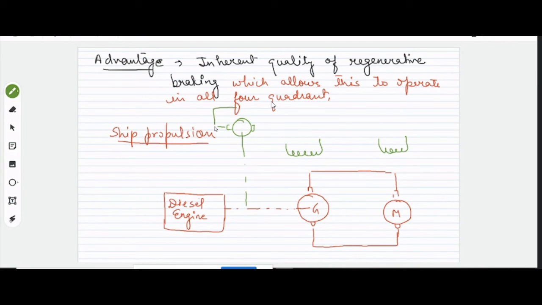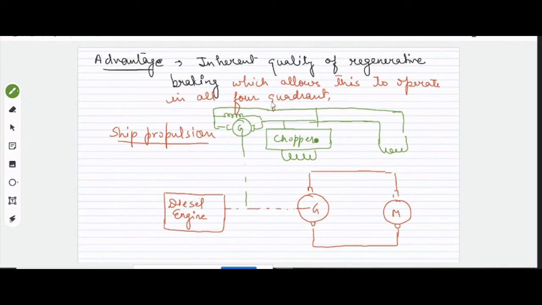A generator is used to feed the field winding. That is being coupled to this diesel engine shaft only, right. To have control over this field, because the supply available to us is DC, that is being generated through the DC generator, what kind of circuit will we use? We will be using a chopper circuit, right. We'll be using a chopper circuit.